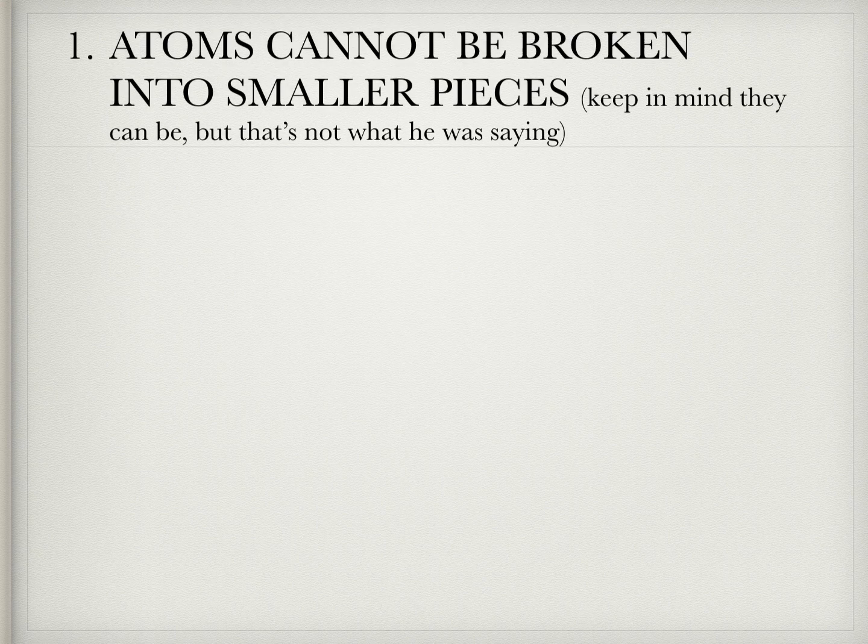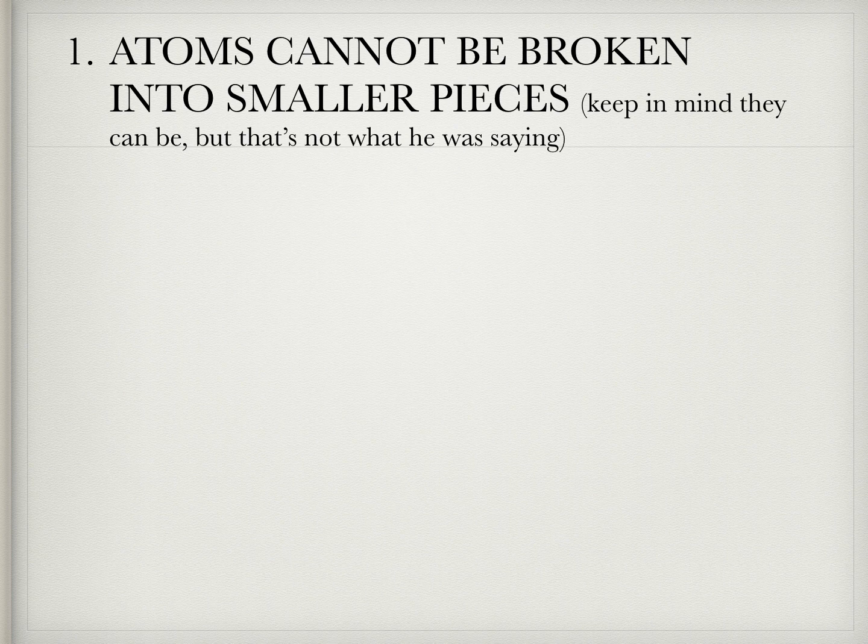First one is atoms cannot be broken into smaller pieces. Now keep in mind, they can be, meaning you can watch a scientist in a lab use lasers to take apart an atom from its neutrons and its electrons. But that's not what John Dalton was saying.